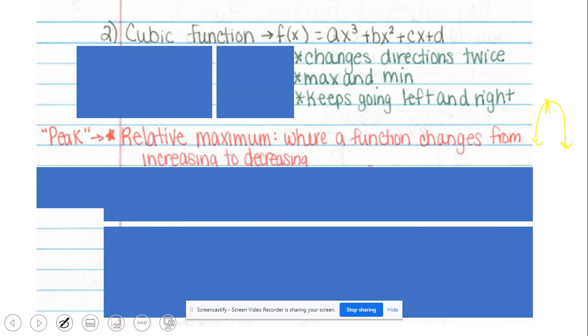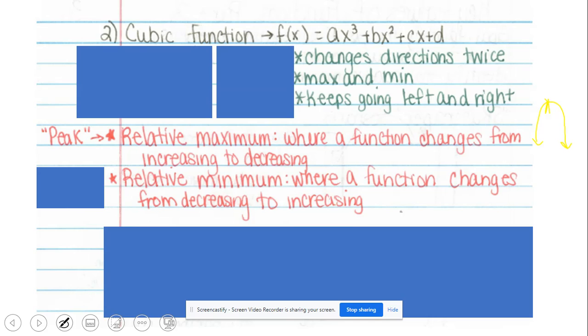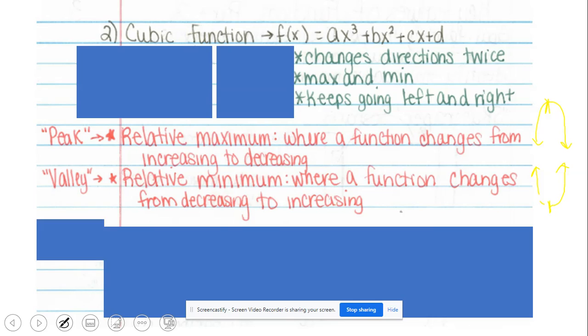That was a maximum point. A relative maximum, I'm going to call it a peak in the graph, or a mountain or a hill, whatever you prefer. A relative minimum is where the graph changes from decreasing to increasing. And again, we saw that in a quadratic when the minimum value was at the bottom. For minimums, I'm going to refer to those as valleys.